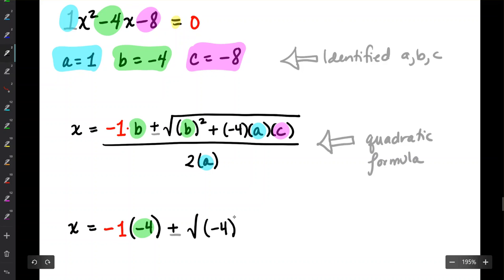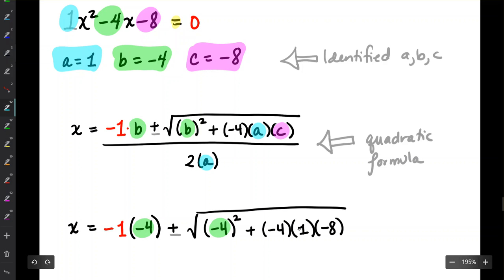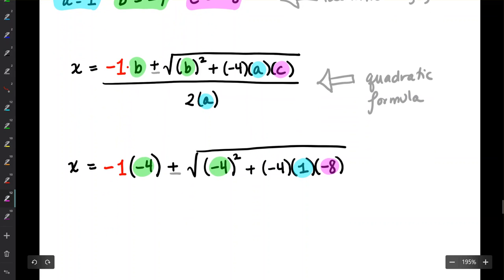But if you do that, just don't forget the square root of B squared. B is -4. That whole thing is being squared. So that's a -4 times a -4, which is +16. A common mistake is to write -16. And then instead of writing -4AC, I'm going to just write plus a -4 times A. Our A is 1, and our C is -8. All over, meaning divide this whole thing by 2 times A, and here A is 1.